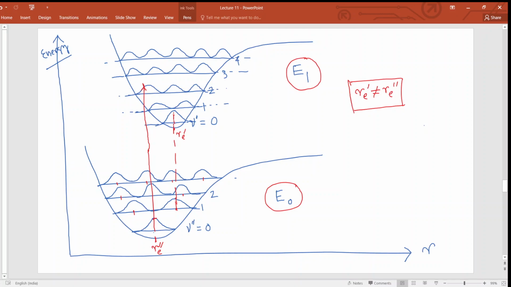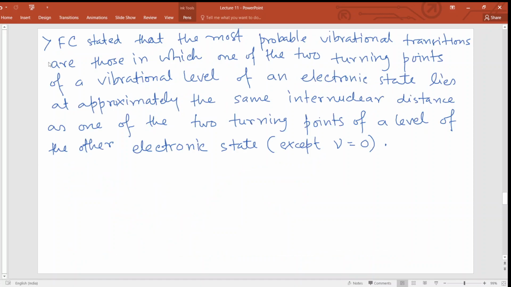Now, what is the implication of drawing these lines? We will very soon see. That is what the Franck-Condon principle states. It says that the most probable vibrational transitions are those in which one of the two turning points of a vibrational level of an electronic state lies at approximately the same internuclear distance as one of the two turning points of a level of the other electronic state, except for nu equal to 0.